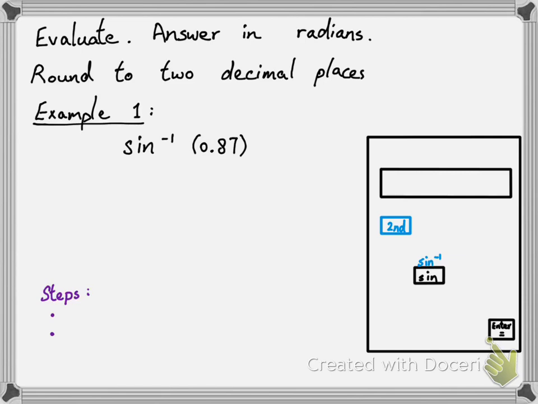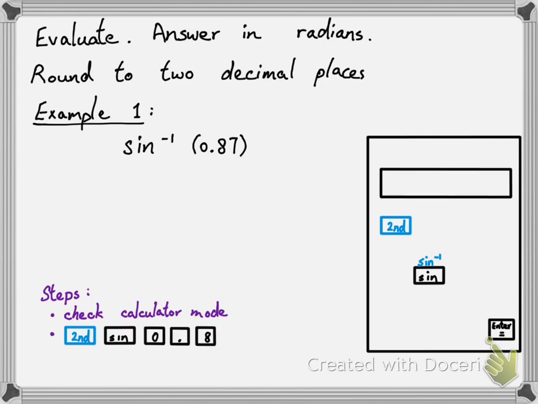Example number 1, sine inverse of 0.87. The very first thing is to check the calculator mode. Then we will press second sine, that means sine inverse of 0.87, equals, then we will have the answer 1.06.